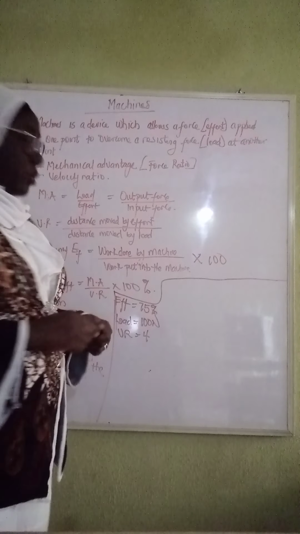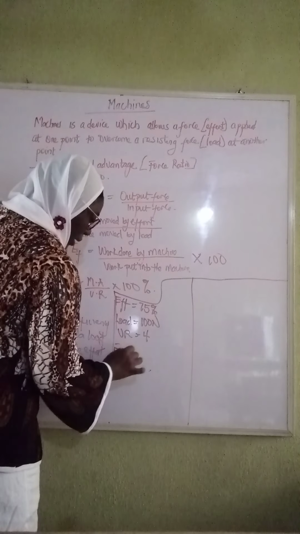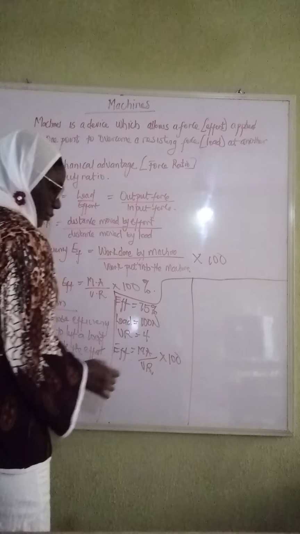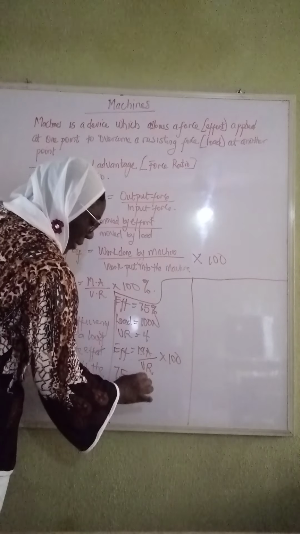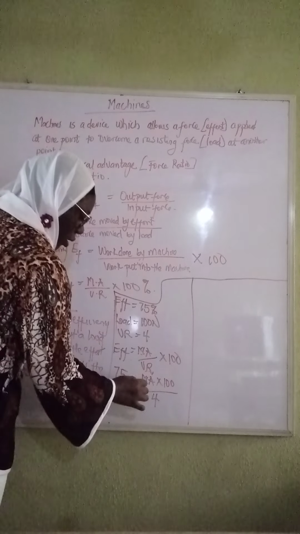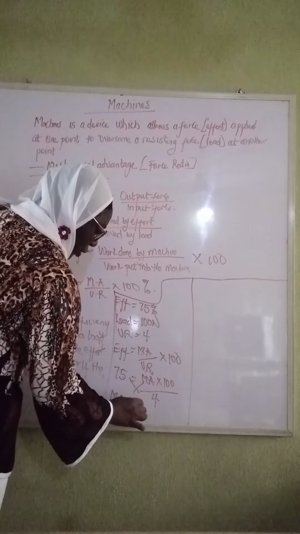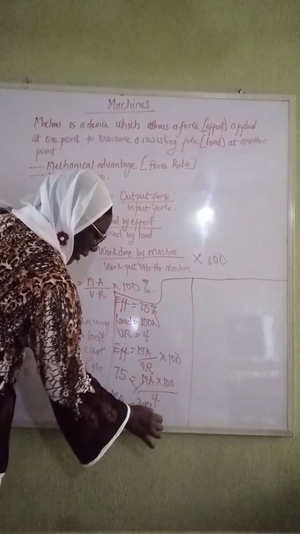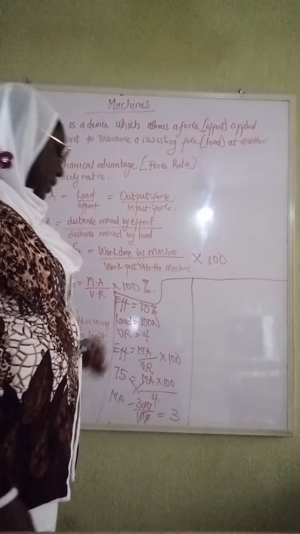Now, if you can recall, efficiency equals mechanical advantage over the velocity ratio times 100. Our efficiency given in the question is 75. We don't know our mechanical advantage, times 100, over velocity ratio which is 4. Cross multiply, we have MA equals 75 times 4, which gives us 300 over 100. So our mechanical advantage is 3. Remember I said it doesn't have a unit.